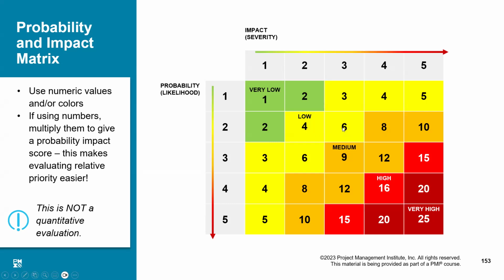So what do we have here? We have 3 is the impact and 2 is the probability. So 3 and 2 is 6. And what is this? This is probability at the level of 4 and impact is very high. So this is 5. 4 into 5 is 20.